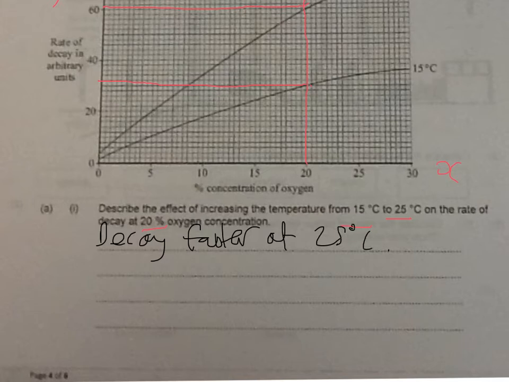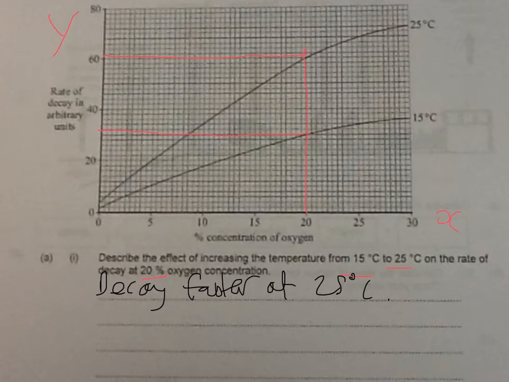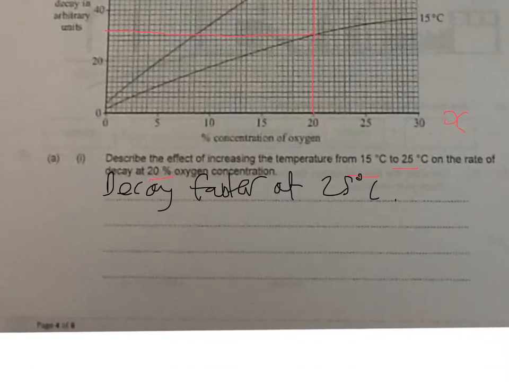For the second mark, you had to use the data that the graph was showing you. So if we look back up here and analyse the graph, at 15 degrees, which is this line here, at 20%, it has a rate of decay of about 30. It's halfway between the 20 and the 40 there, so that's 30 arbitrary units. If we go up to 25 degrees, we can see that the rate of decay is doubled to around about 60. To get the mark, you literally just need to state that in your answer.